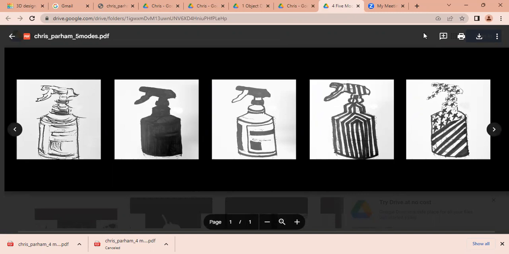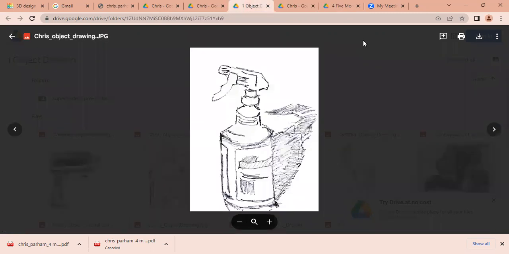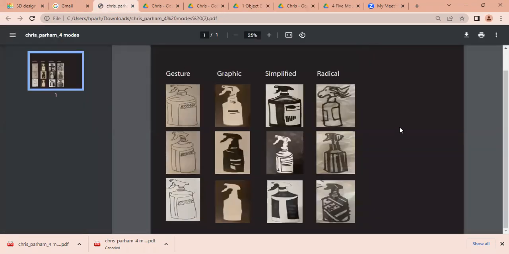My next project also had to do with found objects, of which you'll see here. This is the found object that we had to work with, and we had to do a bunch of different things in terms of cropping it, taking light and dark and shadows and so on. For instance, I took gesture, graphic, simplified, and radical. This is the project before we came up with the fifth idea. We had to choose three good ones for gesture, three for graphic, three for simplified, and three for radical.